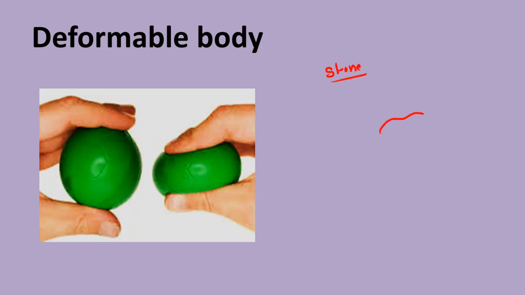On this stone, if you apply the force, then you cannot see the deformation. But there is a deformation, and that deformation is very small. So just by naked eyes, we cannot observe that deformation. Therefore we consider this stone as a rigid body. But there is no body which is perfectly rigid in the universe.